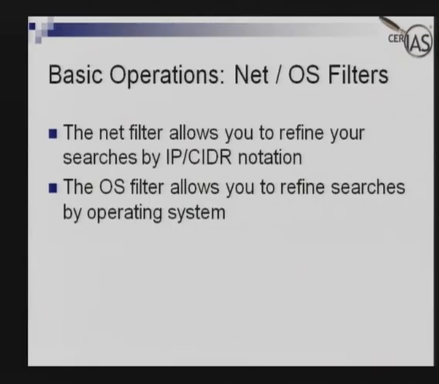Some additional basic operations filters are a net filter, which allows you to search by an IP or CIDR notation. If you only want 7 dot something or 10 dot something, 10 wouldn't work because it's internal, but if you wanted a specific CIDR notation. An OS filter lets you search by a certain operating system. For example, we showed this previous example of Apache.